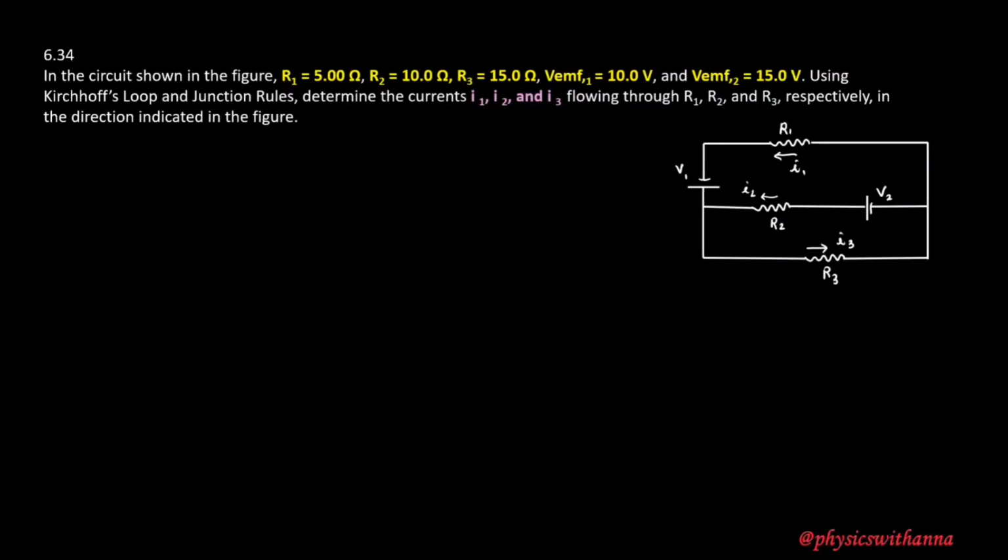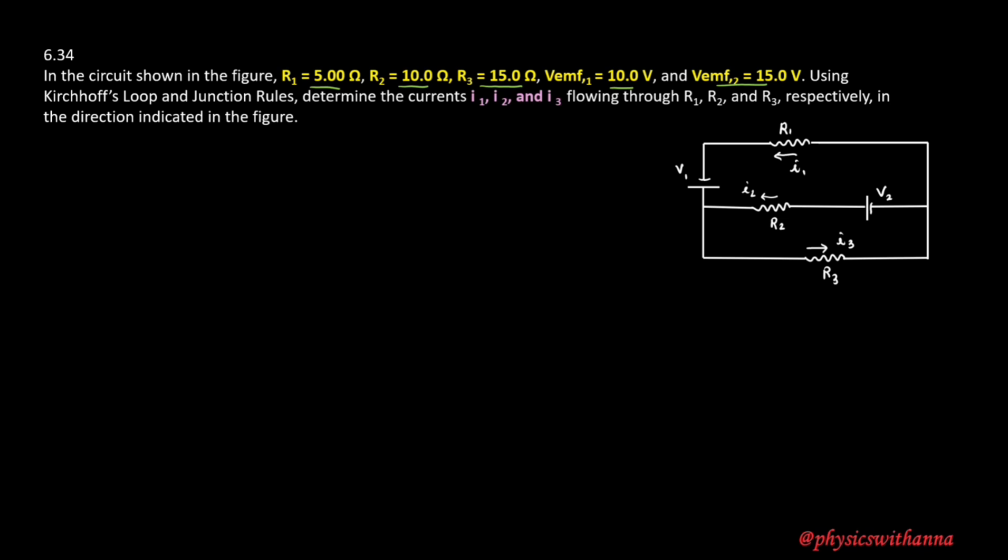In this video, we are going to discuss how to use Kirchhoff junction rule and loop rule to solve problems involving multi-loop circuits. So here we have a multi-loop circuit with resistor R1 equals 5 ohm, R2 equals 10 ohm, R3 equals 15 ohm, VEMF1 10 volt, VEMF2 15 volt, and we need to find the values of current I1, I2, and I3 as indicated in the figure.